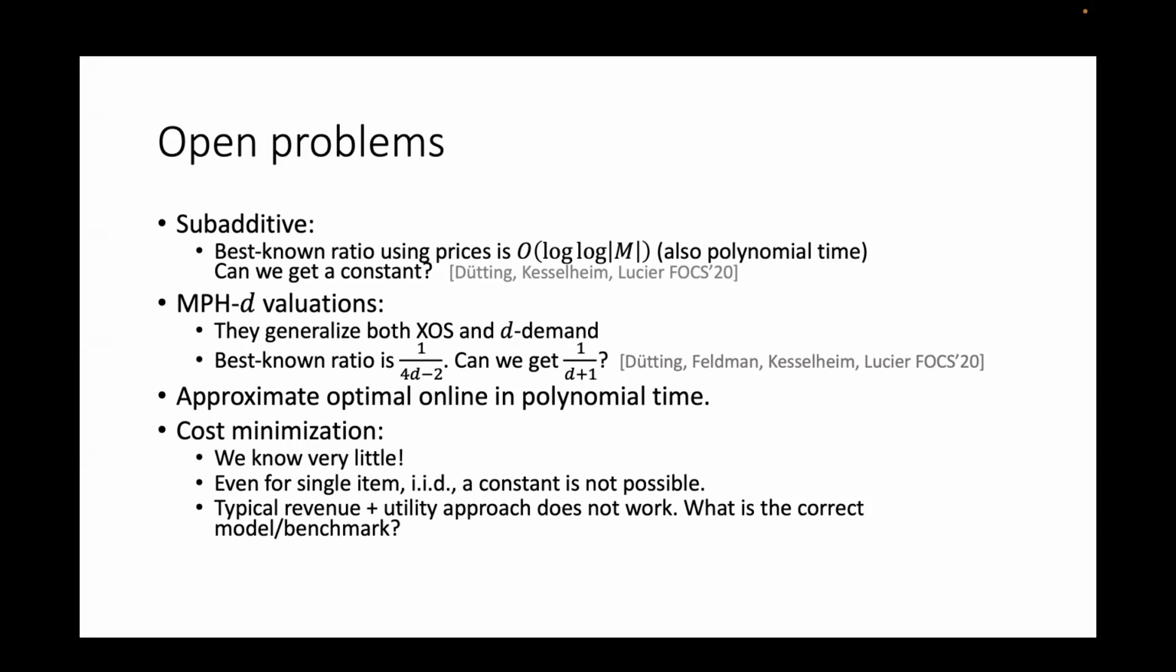Sometimes we think of cost minimization as being equivalent to maximizing social welfare, but it's actually not. And we know very little in this world of profit inequalities like allocation with distributions. Even for the single item case, and even if the distributions are IID, a constant for cost minimization is not possible. And the example is very simple.